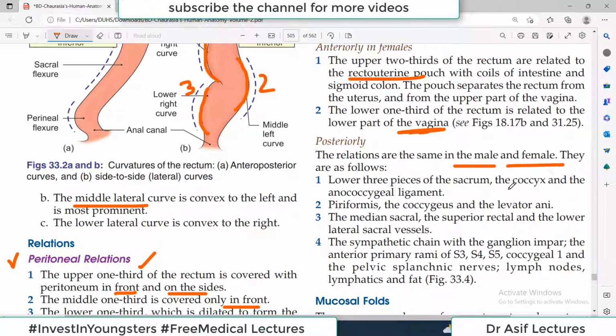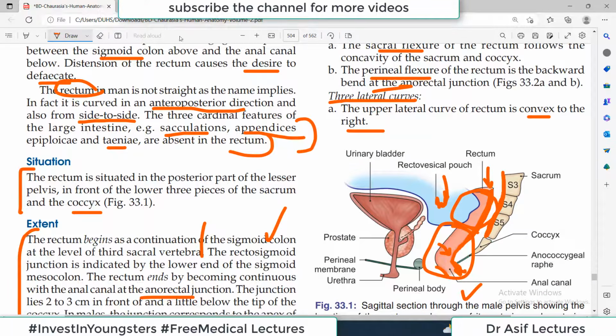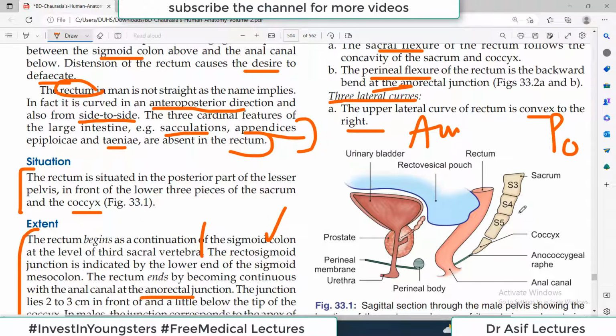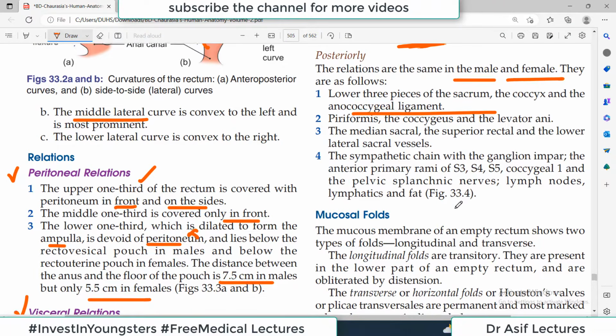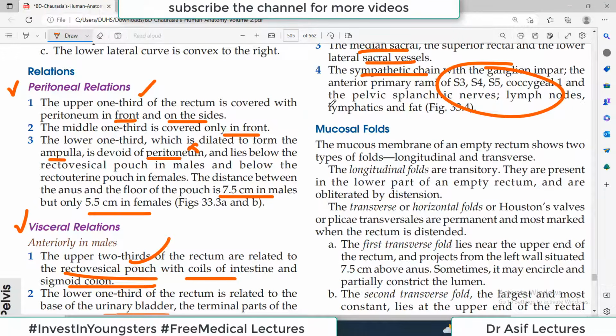Now the lower three pieces of the sacrum and coccyx and the anococcygeal ligament are in the posterior relation. Obviously we are seeing this diagram again and again. So this diagram tells you very clearly that this is the posterior side, right? This is the anterior side, okay? So in the posterior relation these are the vertebral pieces which are directly in the posterior relation. Then there is the muscle piriformis, median sacral and superior rectal and lower sacral vessels, and the sympathetic chain and some nervous components. Okay, so then it comes to discussing mucosal folds.